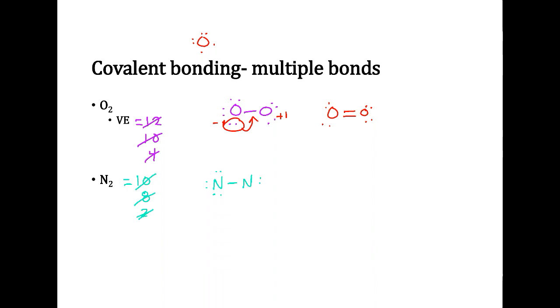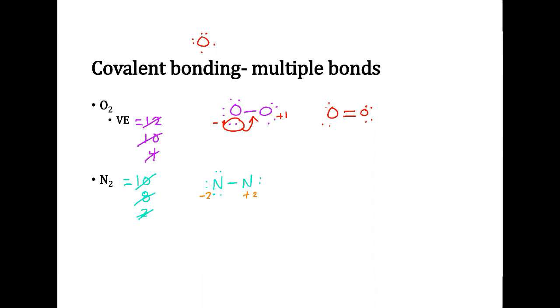So now let's figure out, do they obey the octet rule, and do we have a formal charge? So the nitrogen on the left obeys the octet rule. The one on the right does not obey the octet rule. The nitrogen on the left is supposed to have 5 valence electrons, but it has 7 for the formal charge, so we have a -2 formal charge on the nitrogen on the left, and the one on the right is supposed to have 5, but there's 3, so this has a +2 formal charge.